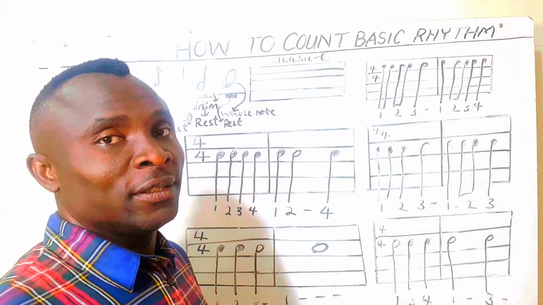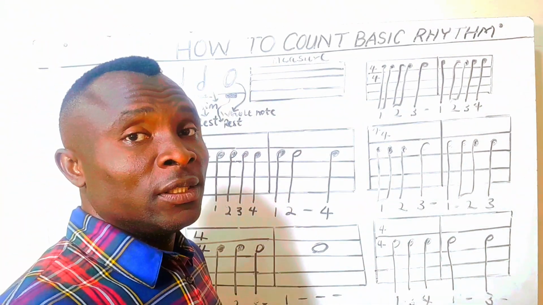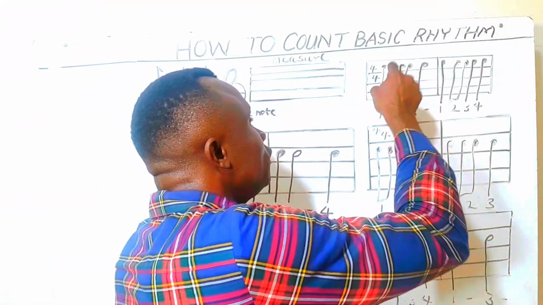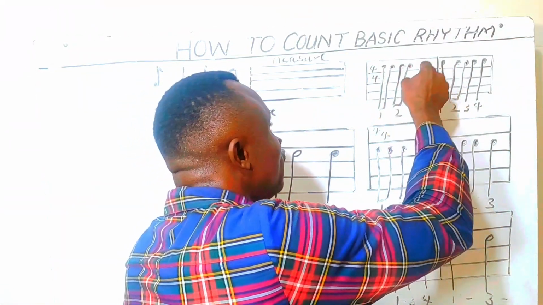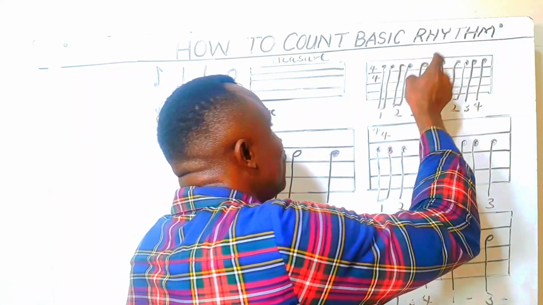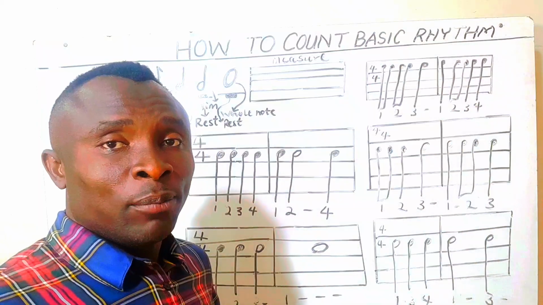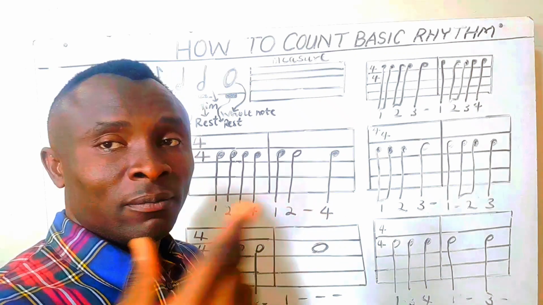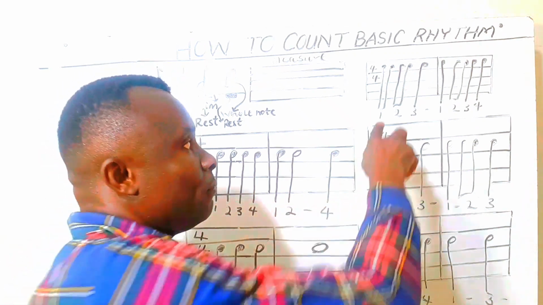Now, if you want to count it, you're going to count it this way: 1, 2, 3, 4. 1, 2, 3, 4. And the reason is simple: 2 quavers is equivalent to 1 beat, and we have two of them in the bar.